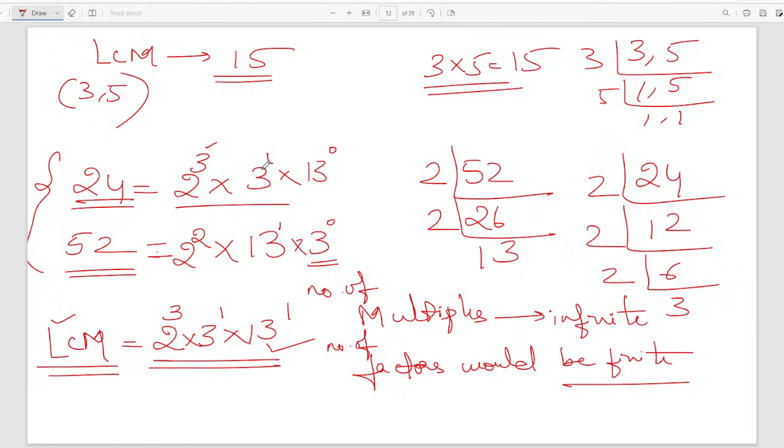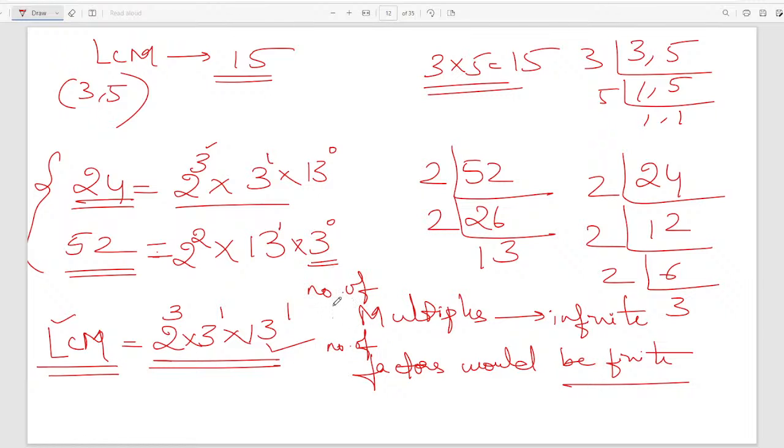And here there is 3 raised to 1, and here there is 3 raised to 0, there is no 3. The highest is 3 raised to 1. And here there is 13, and here there is no 13. So I can write it as 13 raised to 0. The highest will be 13 raised to 1. So this is the LCM of those numbers.